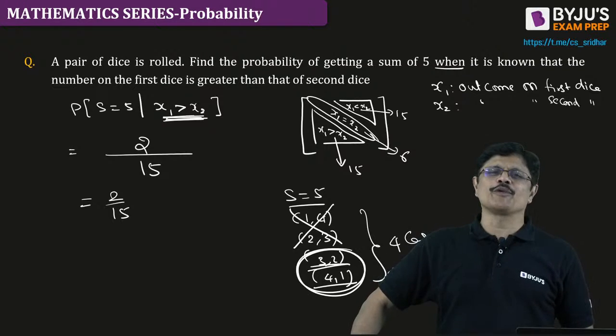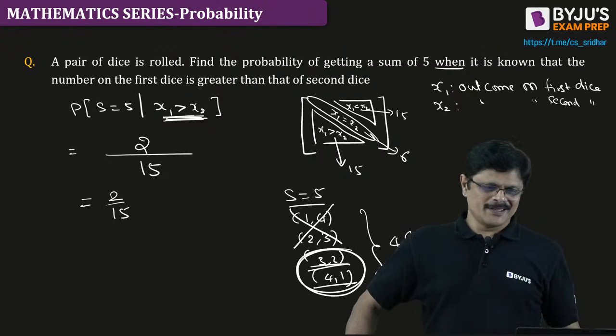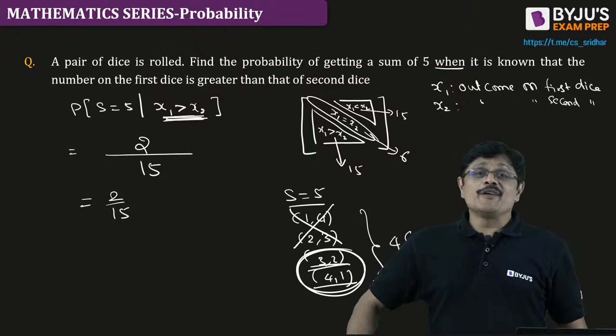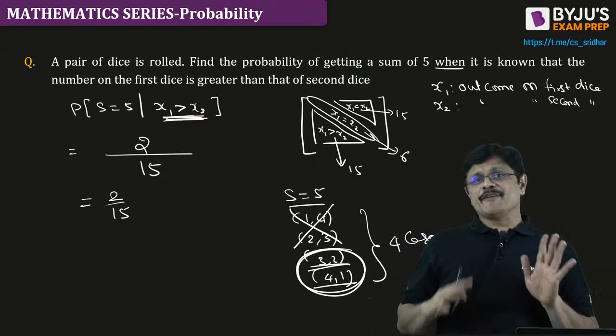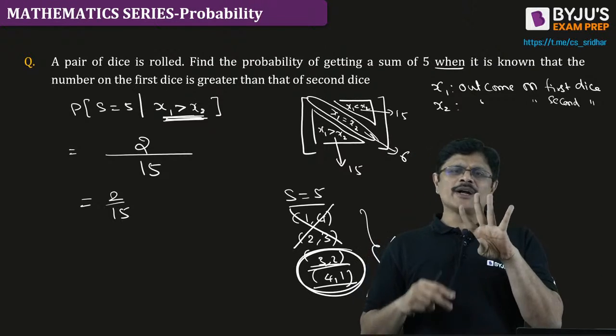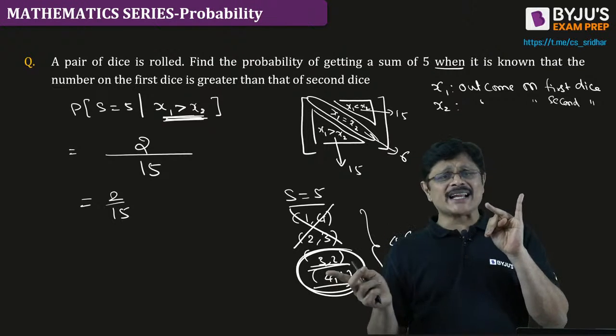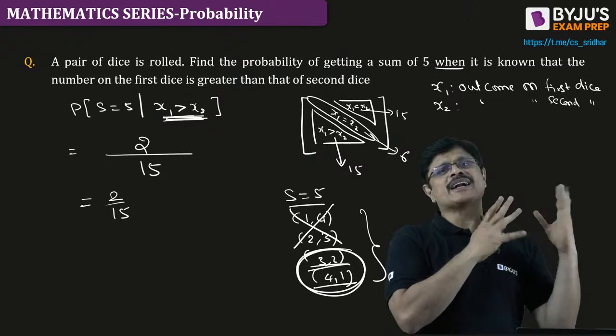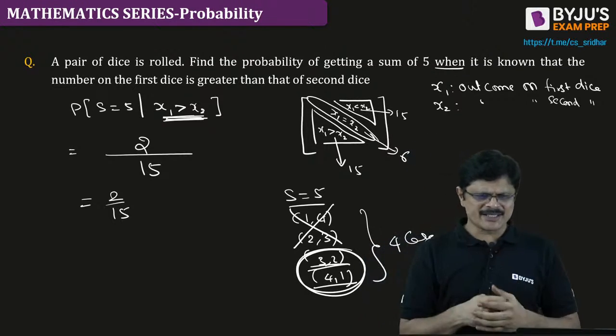3, 2 and 4, 1 out of 15. See my dear friend, always remember, sum is equal to 5, 4 cases are there. Out of that, 2 will be favorable for x1 less than x2 and 2 will be favorable for x1 greater than x2. That you can remember, sir.